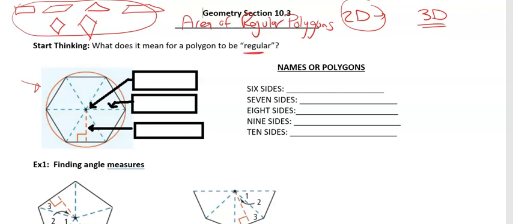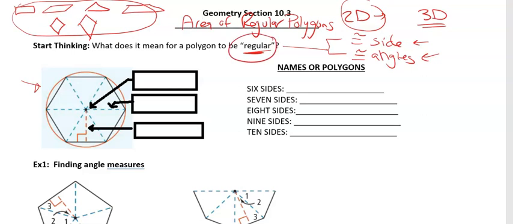Before we can do that, we need to remember what the word regular means. Does anybody remember what the word regular means? There's two aspects to it. What does equilateral mean? Congruent sides. What does equiangular mean? Congruent angles. Okay, unlike a triangle where if the sides are congruent, the angles are congruent, and if the angles are congruent, the sides are congruent, for a polygon, that is not always true. So if the sides are congruent and the angles are congruent, we call it a regular figure.